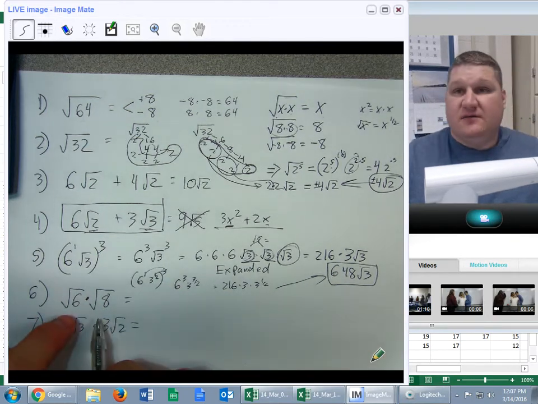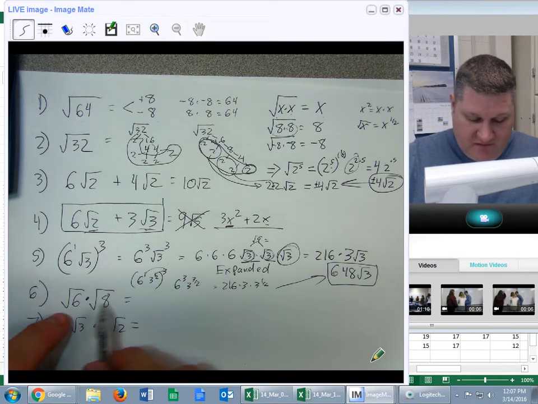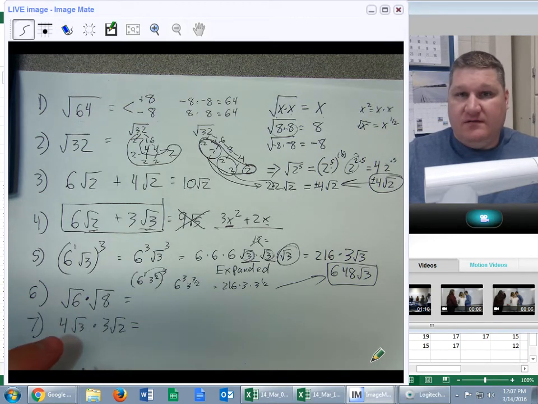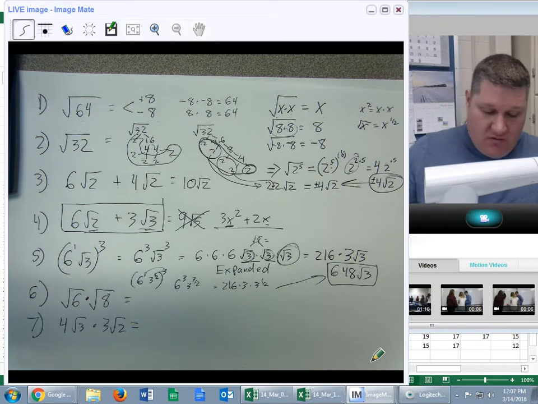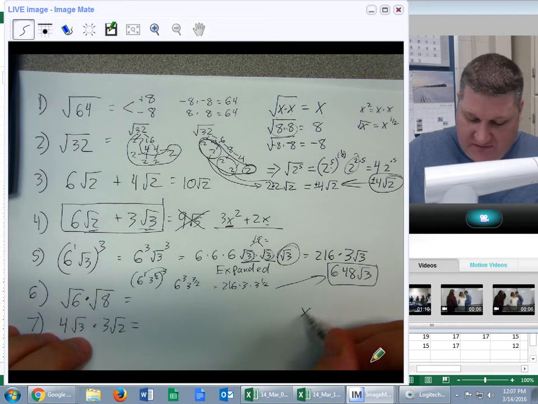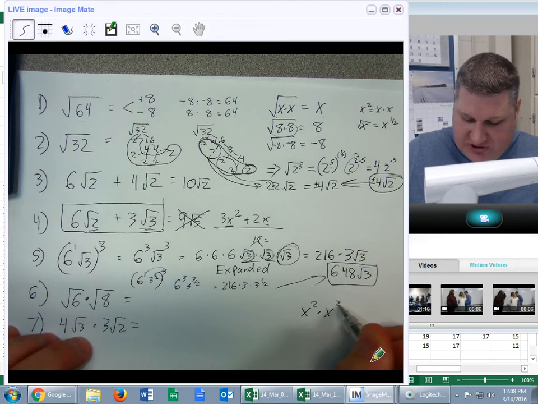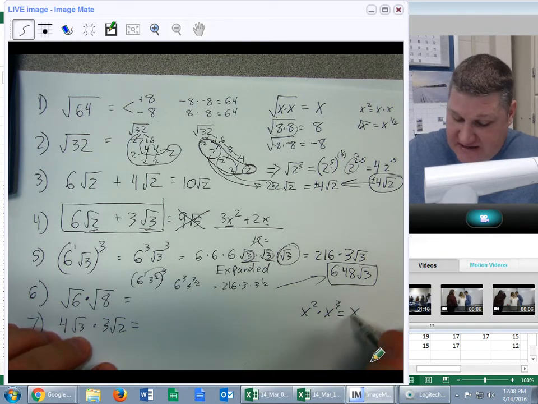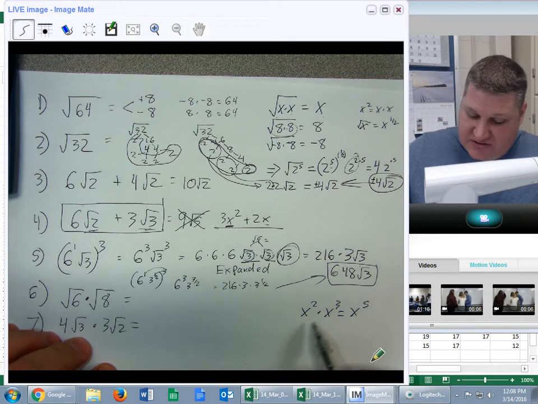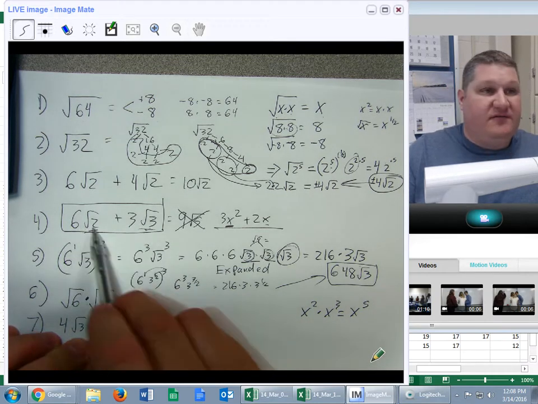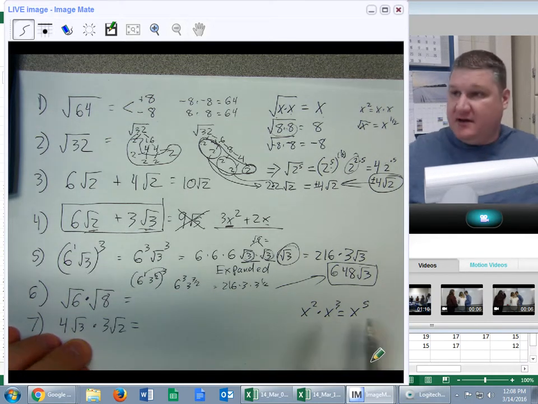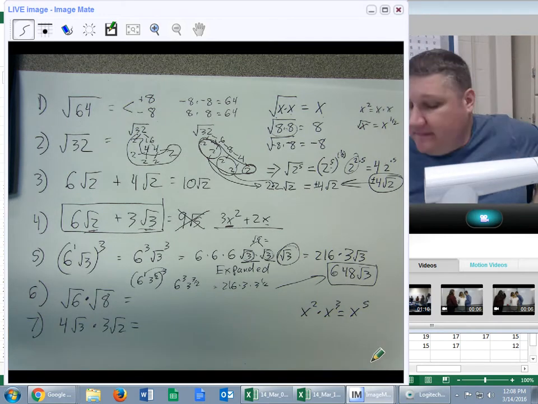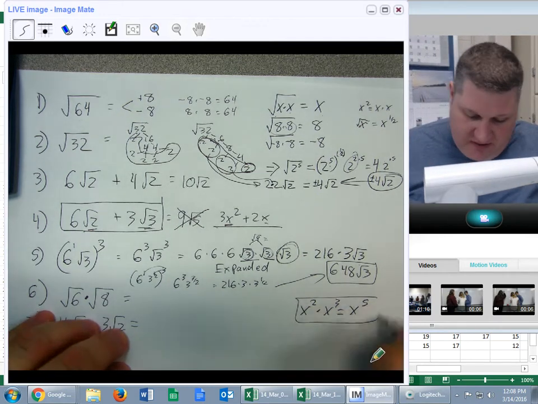What do I do here? What do I do here? Square root of 6 times the square root of 8. What can I do? Well, folks, if I had x squared times x cubed, what would you tell me? I would add the exponents. I'd say x to the 5th, wouldn't it? Because if they're adding, we have to have like terms. But if they're multiplying, can I combine them? Yes. So there's my example here.